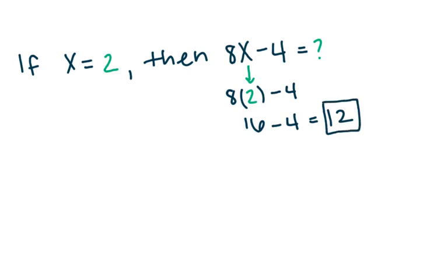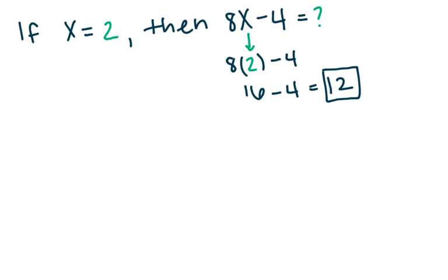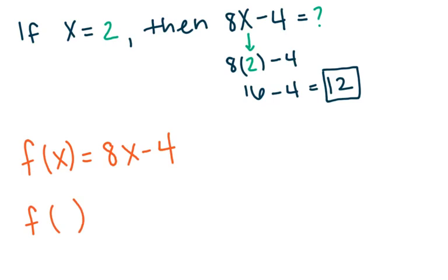Easy peasy. Well, what's this big scary function notation saying? With function notation, we get a little fancier. We say something like f, as in function, of an input x equals this rule. Okay? And once you have this rule, I can ask this question here in a much simpler way. I can simply ask, what is f of 2?